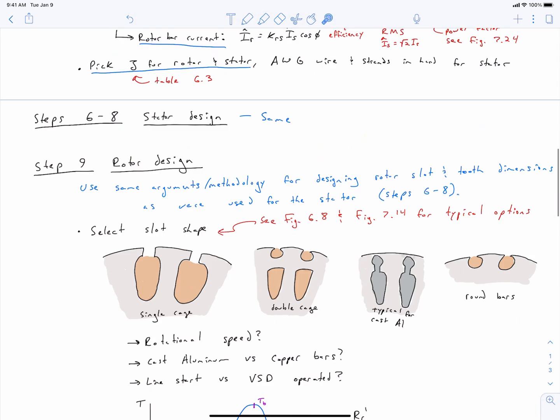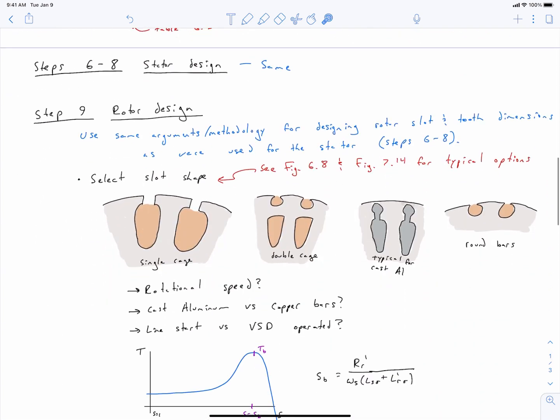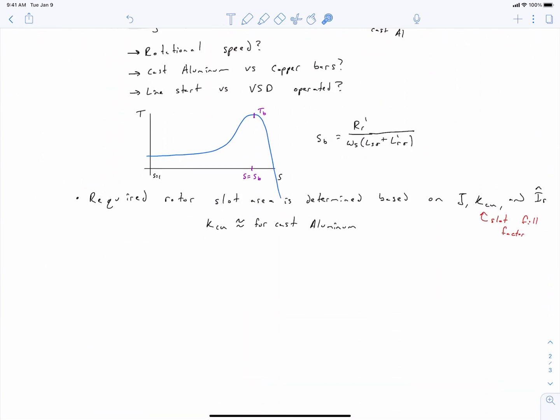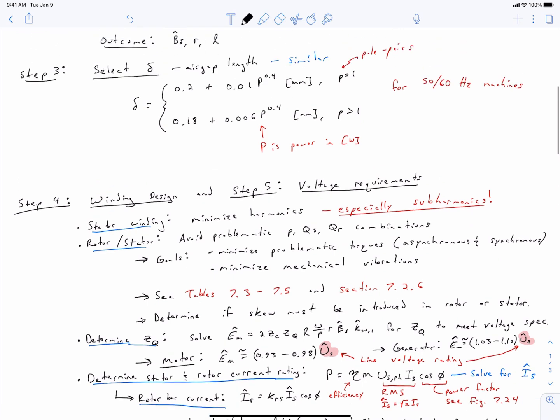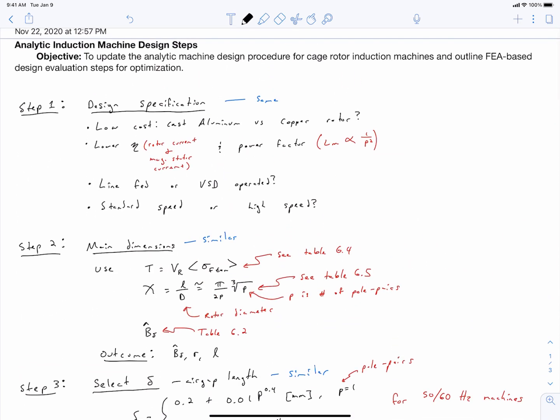That concludes the design sizing steps. So at this point in this process, you have a complete design sized out for your induction motor. And so to recap where we are at this video, we've completed this set of steps right here, and now we're going to outline FEA-based design evaluation steps for optimization.